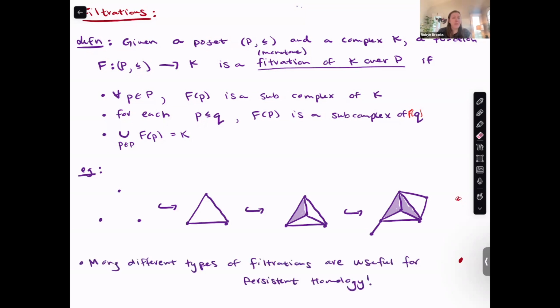And there are tons of different types of filtrations that are useful for persistent homology. You should go check them out.